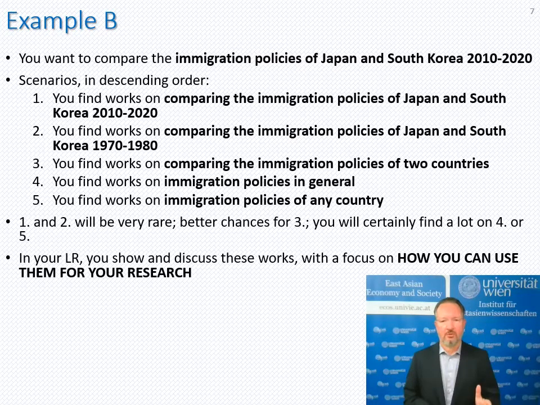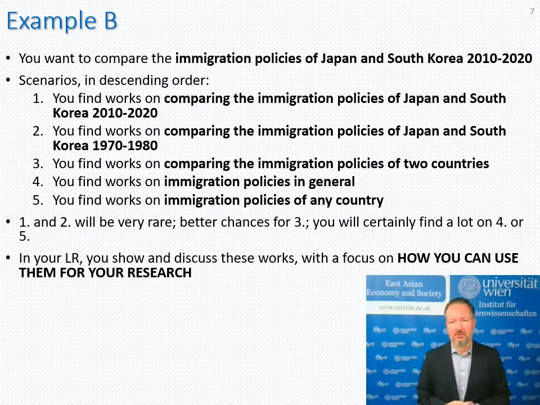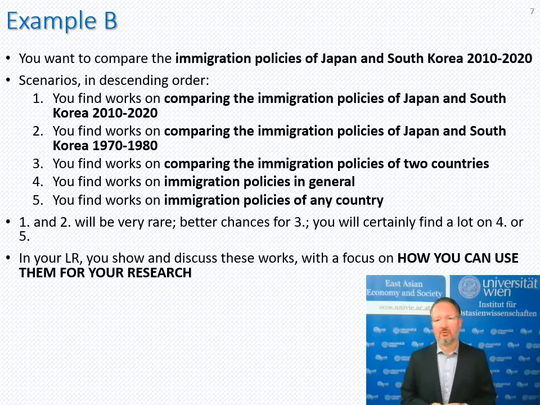Right? So what you do is in the first step, you just drop the decade 2010 to 2020. You are more likely to find something on just comparing immigration policies of Japan and South Korea. If you don't find anything on that, you might look for works comparing the immigration policies of any two countries. Because at the end of the day, the task is more or less the same, right? Immigration policy that needs to be compared to the immigration policy of another country. It doesn't really have to be Japan and South Korea.